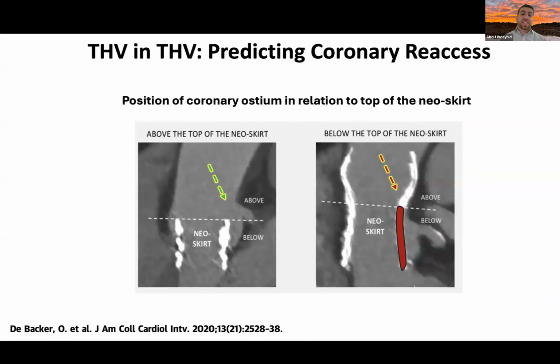Whereas if we look at the example here, there's a valve in valve, an Evolut in Evolut, and the neoskirt here is very high. There's no space between the native anatomy or the STJ and the sinuses. And so to get a catheter into here would be close to impossible. And there would be really significant implications here about getting back into the coronaries.